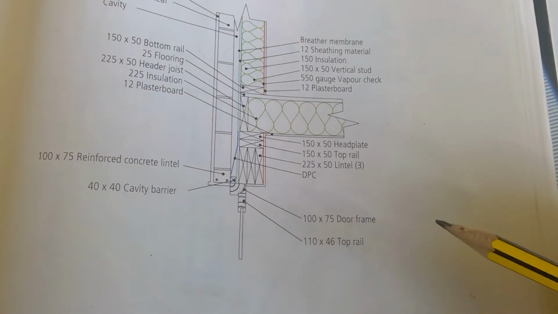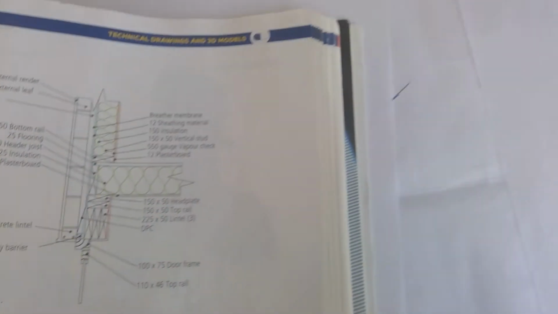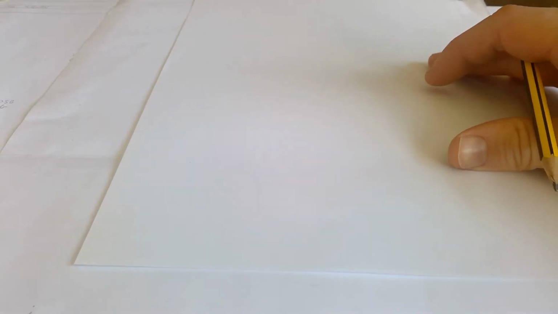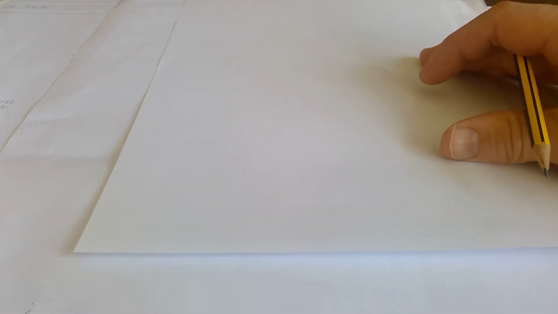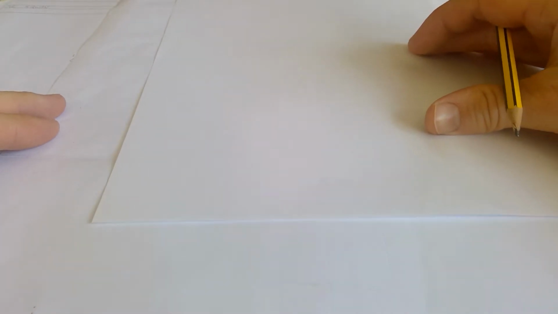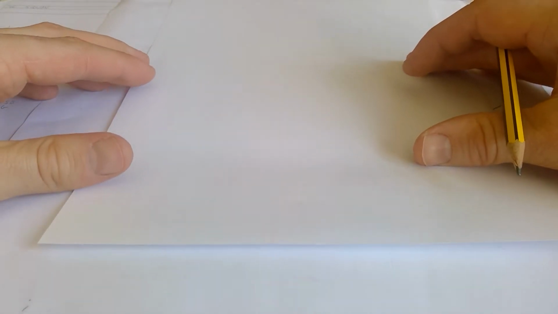So we're going to work on that one there. As usual with most of these drawings, you can draw them as if they're being built. So the best place to start is with the internal panel underneath. Maybe we'll outline the wall first of all.